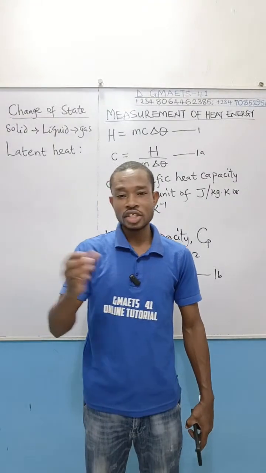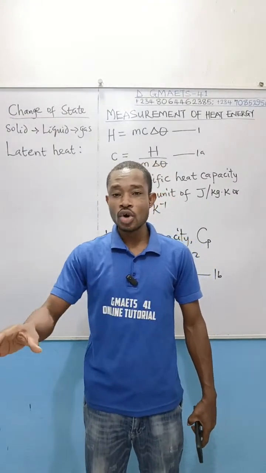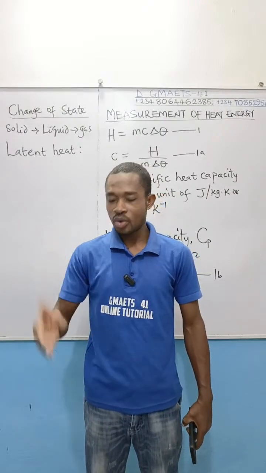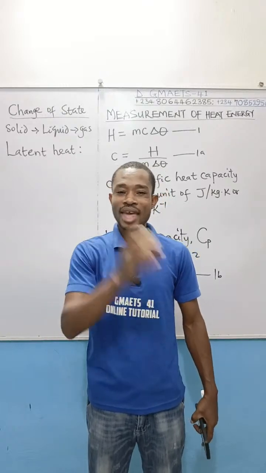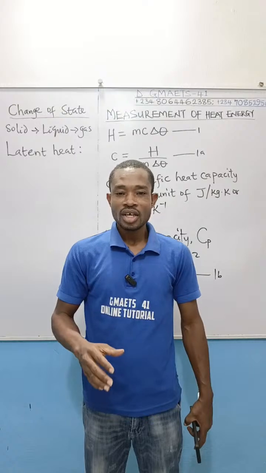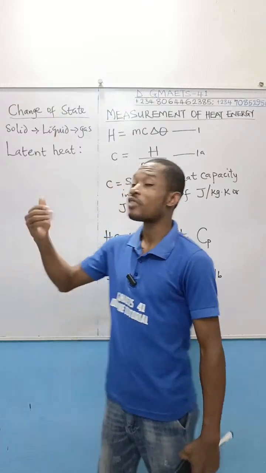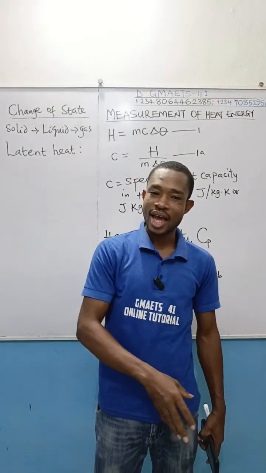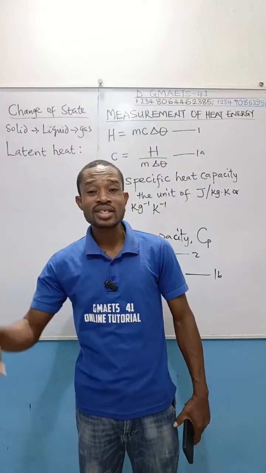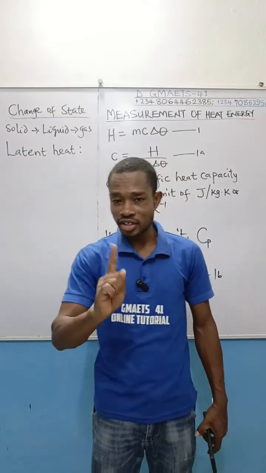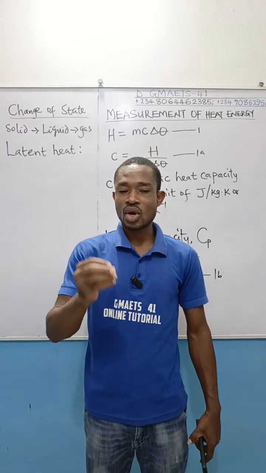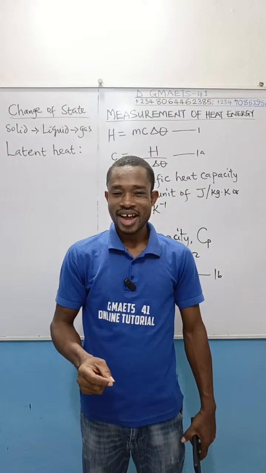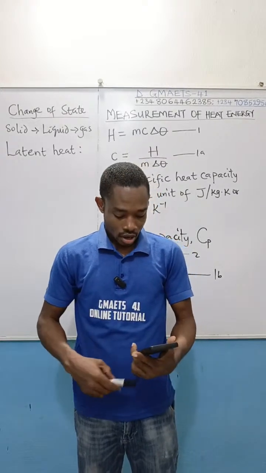So if solid is changing to liquid, there will be no temperature change. The solid will change to liquid, but temperature will not change. If liquid is changing to gas, the liquid will change to gas, but there will be no temperature change. That is what we mean by change of state. The states here are the states of matter, basically solid, liquid, and what? Gas. So when matter is changing from one state to another without a change in temperature, that heat is called latent heat. Am I communicating? All right.